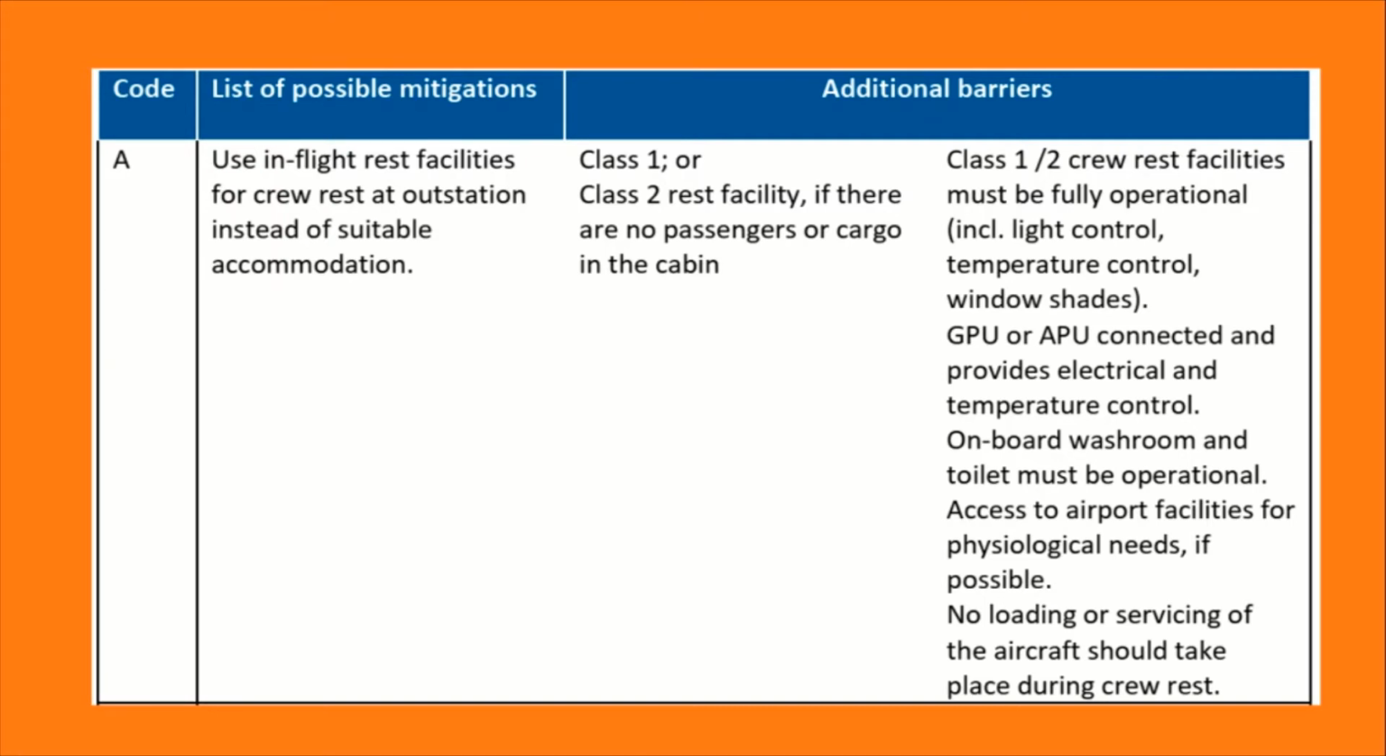Some of the measures could be: Class 1 or 2 crew rest facilities must be fully operational, including light control, temperature control, and window shades. Pool or AVIATIONLAB connected and provides electrical and temperature control. The onboard washroom and toilet must be operational.